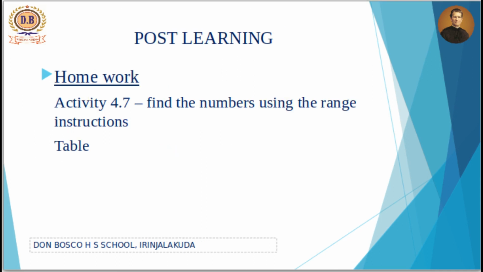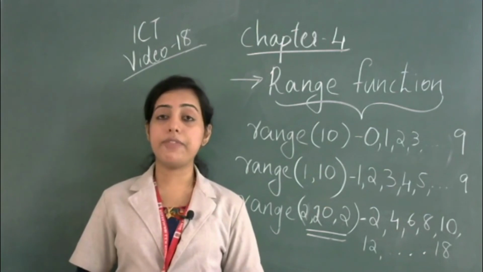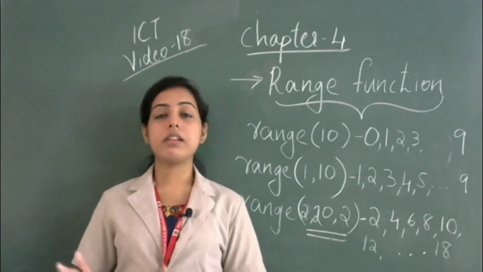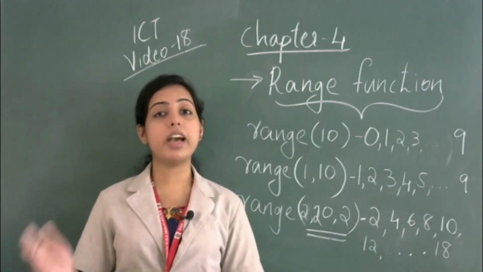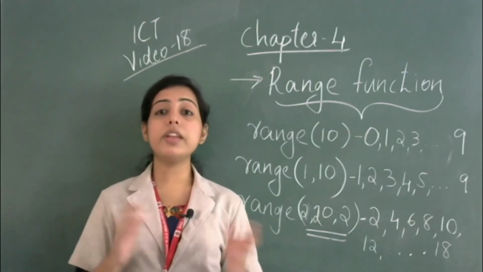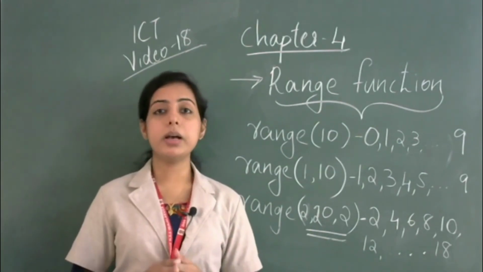Page number 52, activity 4.7. There is one table. There you can see some instructions and denoted numbers. One example is given to you. Likewise, do the other categories of instruction. Okay. So these are the two different categories. If-else is a conditional statement. Range is used for printing a group of values. So for different purposes, we use different programming instructions in Python.